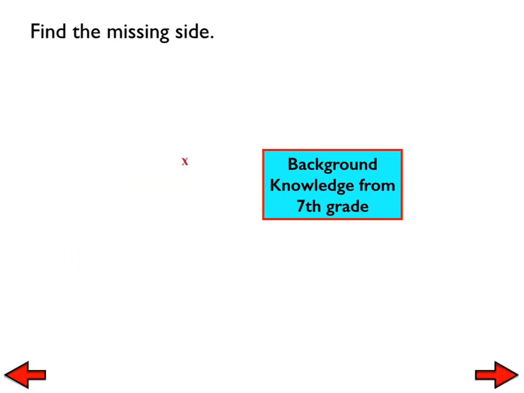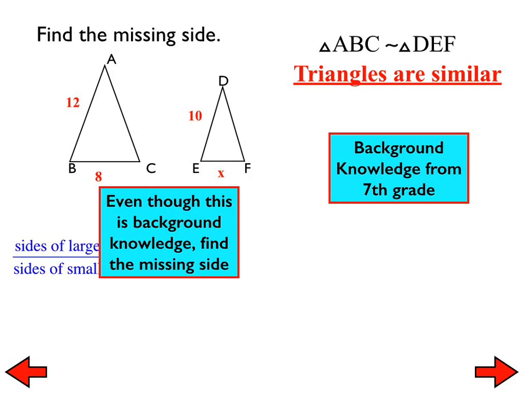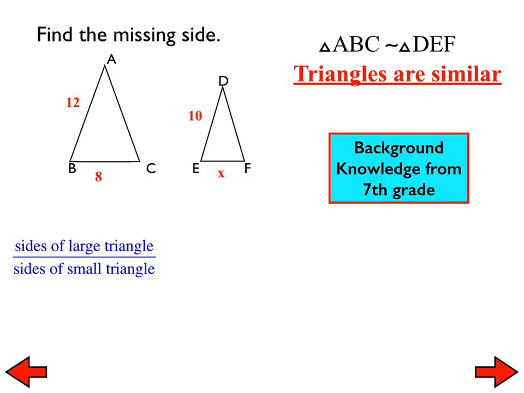All right, so I know this next problem is a background knowledge problem, but I do want you to go ahead and, somewhere where there's a blank spot in your notes, quickly find that missing side. This is where the idea of proportions comes from. And I know there are several different ways of setting up a proportion. I'm going to go with 12 over 10 equals 8 over x. And then we could cross multiply one way and get 12x.